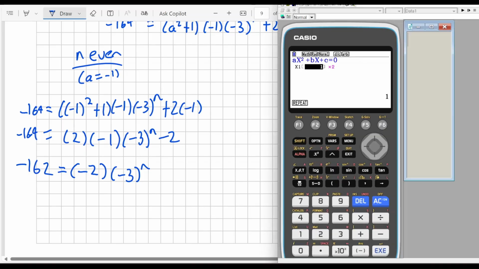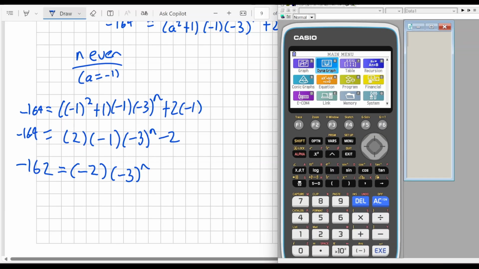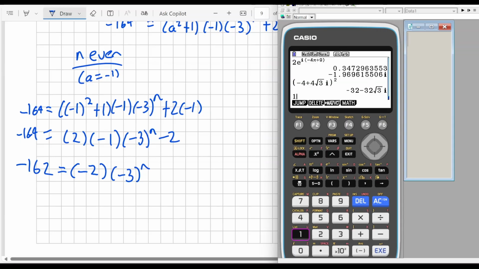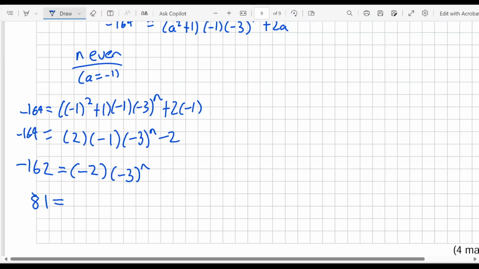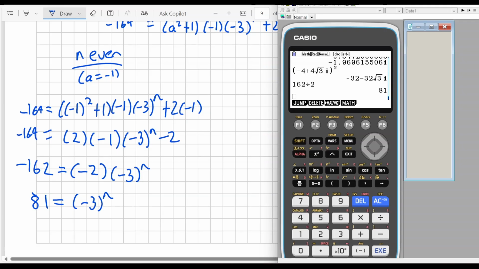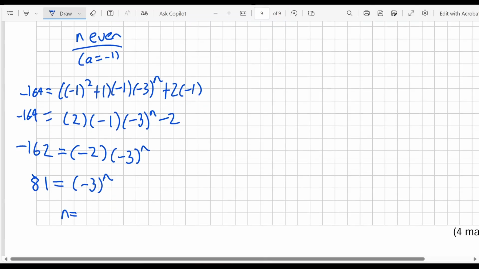162 over 2, we can work out what that is. So we'll just go into normal equation mode. There's going to be positive 81 over here, which is minus 3 to the power of n. Now, if you want, you can actually do a log here. I've forgotten how to get to log. It should be in math. Log AB, yeah, there we go. We're looking for log base 3 of 81. Now, you might spot that it's 4. But basically, n is 4.